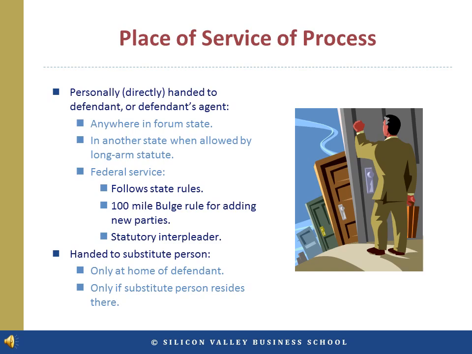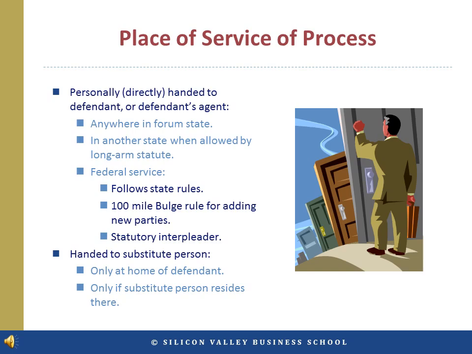The bulge rule allows federal courts to serve process within 100 miles of the federal courthouse, regardless of whether this means crossing a state line. The bulge rule only applies where out-of-staters are brought in as additional parties to an already pending action.